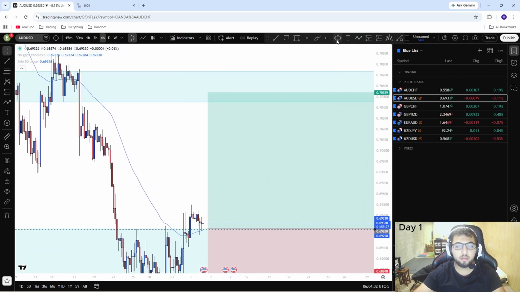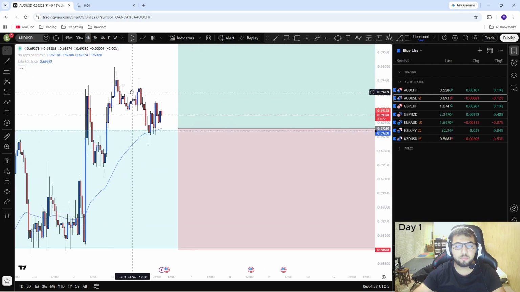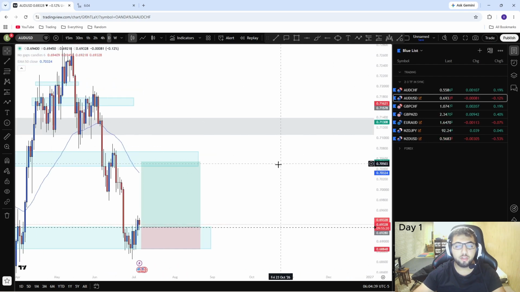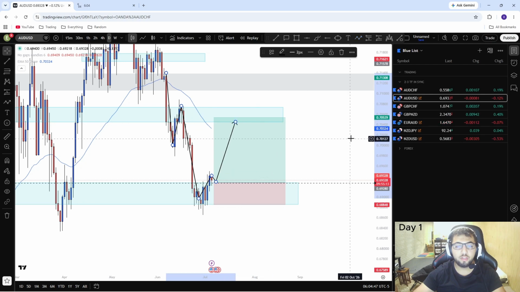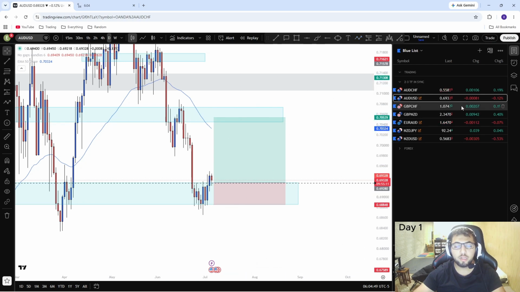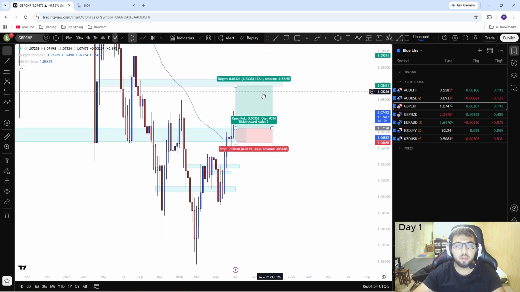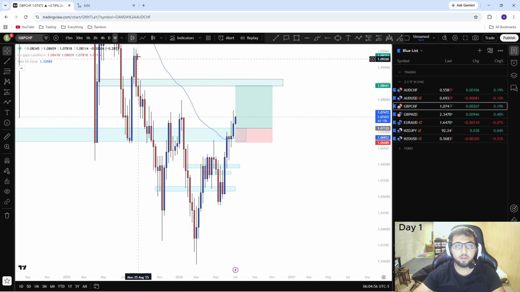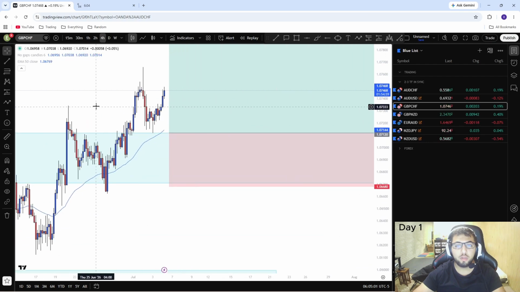AUD USD, same thing. Now we're just retesting above our area of interest. So as we mentioned yesterday, we are just looking for this lower high. So we're looking to just take this trade to the upside, more of a counter trend trade. GBP CHF, same thing. We're looking just to create that higher high. So we're looking for the entry, preferably another retest at the area of interest shift and continuation to the upside.